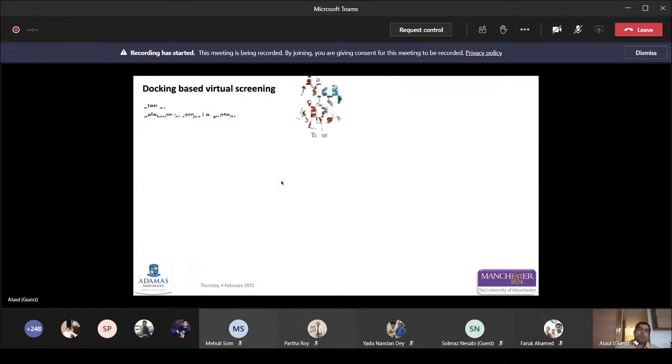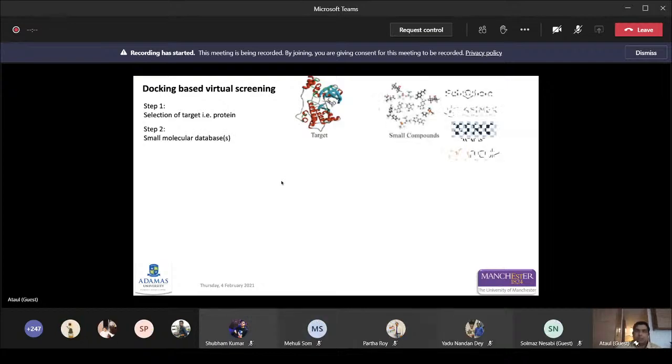First of all, I will explain how we can use the docking approach for virtual screening. First, I need the structure of the target, for example a protein. Then we need to identify the small molecule databases, maybe PubChem, ChEMBL, ZINC, etc. There are plenty of databases. There are a large number of phytochemical databases as well. Once we have this protein and this small molecule set, we can identify the target active site and go for molecular docking.